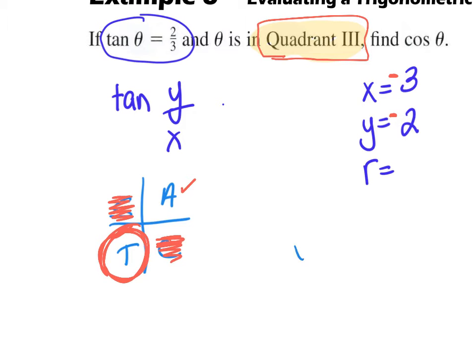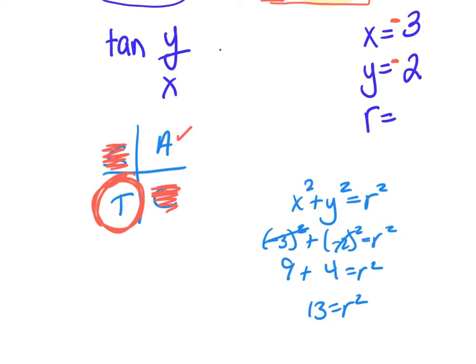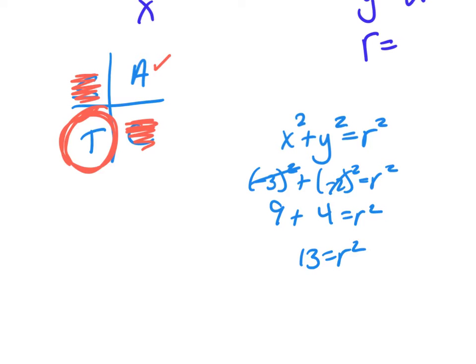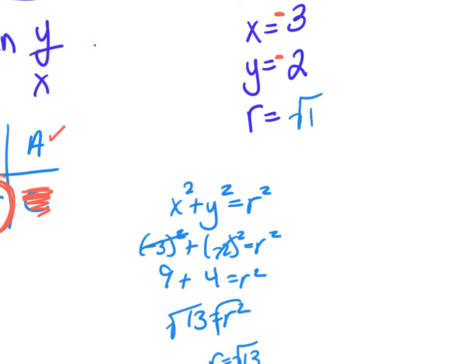But if I'm going to try and find r now, I say x squared plus y squared equals r squared. Well, what's x? -3. What's y? -2 equals r squared. So -3 squared is 9. -2 squared is 4 equals r squared. So 13 equals r squared. How do I get r? Square root of 13. Okay, that's my r. R is the square root of 13. Now we still have not answered this question. Give me 1 second and then we'll answer it.